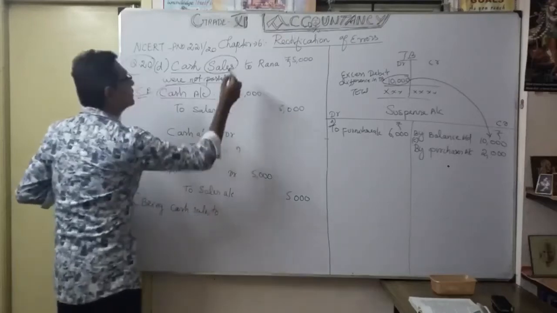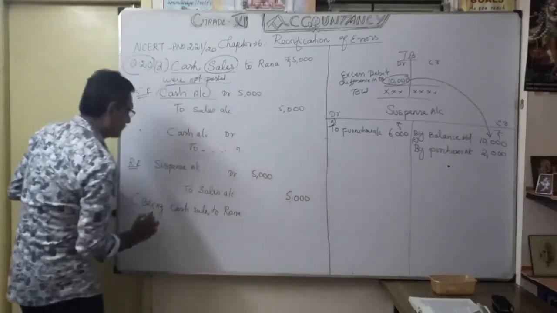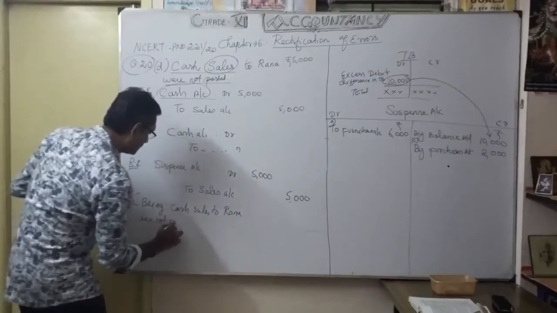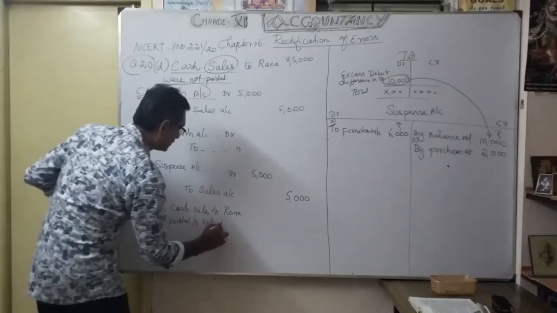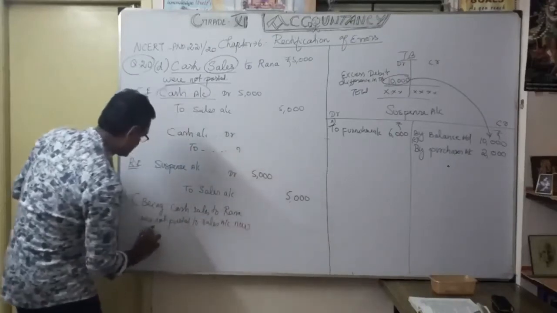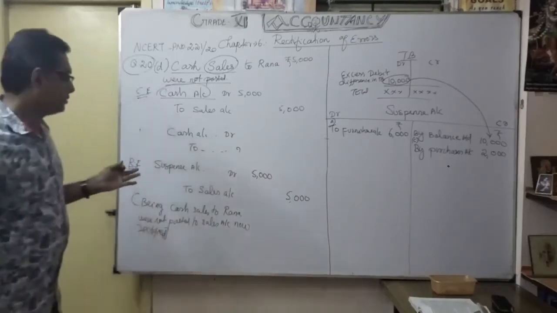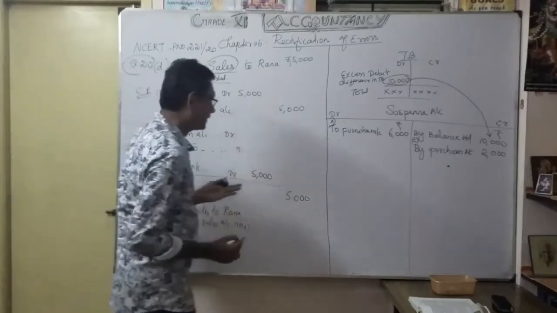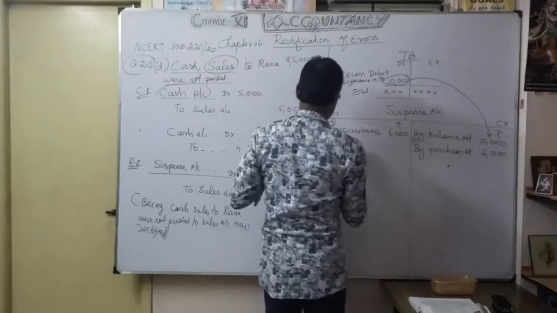to Rana were not posted to sales account, now rectified. Okay, now rectified. So now going for the posting, the suspense account is the best, so I can write it to sales account. That is our D. Okay, that's what I mentioned.